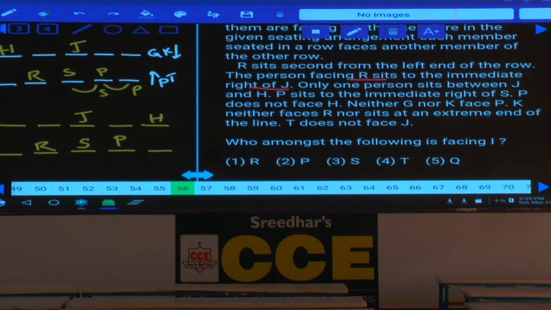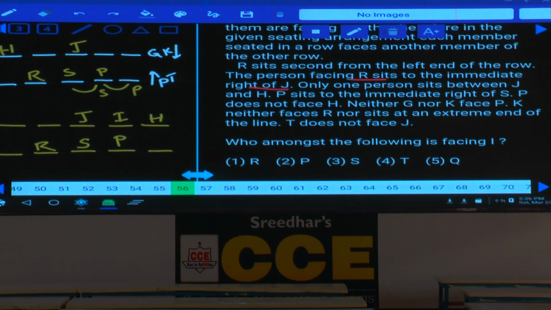Neither G nor K faces P. Either G or K cannot face P. Tell me who is the person who can? J cannot face P, H cannot face P, and G also cannot face P. Then tell me who is the person who faces P? I is the person that is facing P. Are you following this one or not? Then I and P are facing.